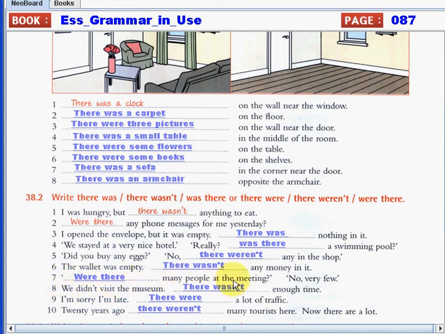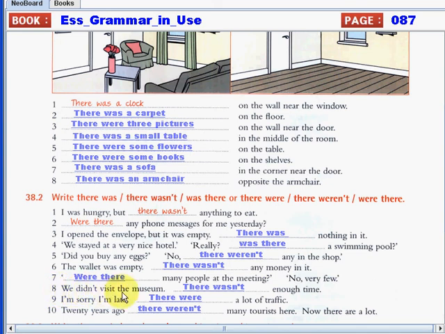Blank many people at the meeting? No, very few. So we are asking, and there is the word many people here, so we will use were there. Okay, in plural past tense. Okay, so let's go now on number 8.